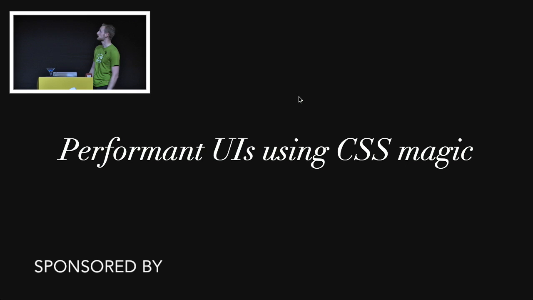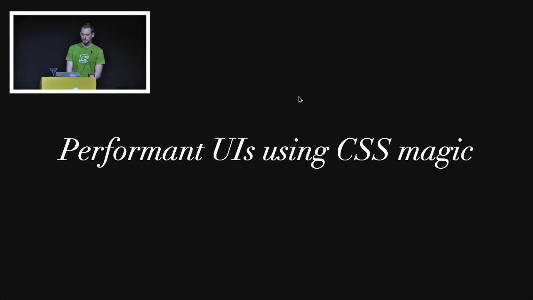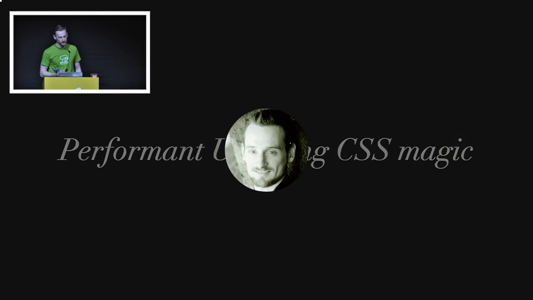So I'm going to be talking about performant user interfaces using CSS magic. So kind of trying to take that magic of CSS and trying to explain what is actually going on, and how you can use the dev tools to measure performance and find where performance bottlenecks are, et cetera, and find issues using the different tools we have available.